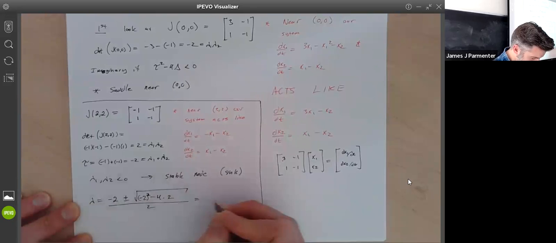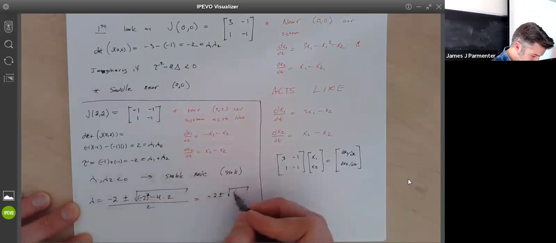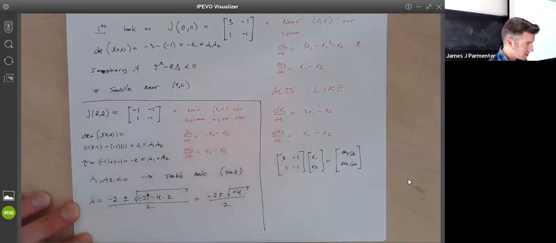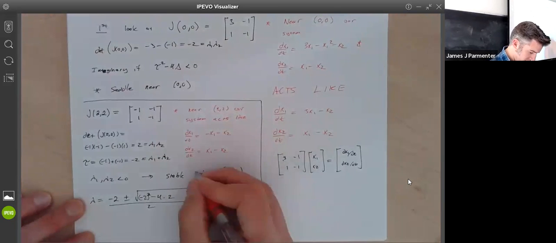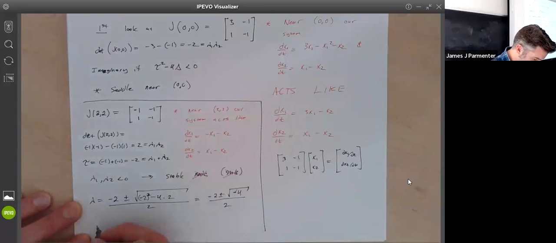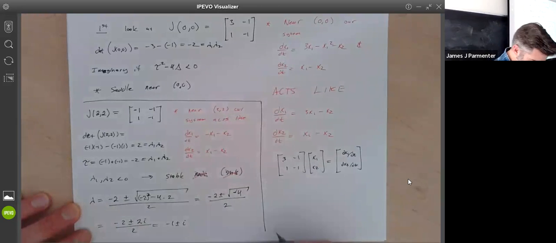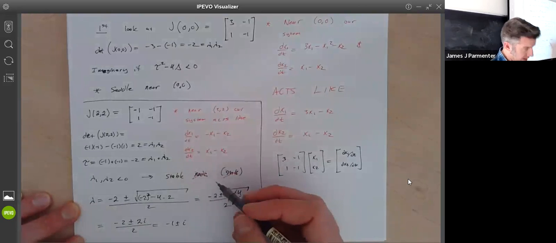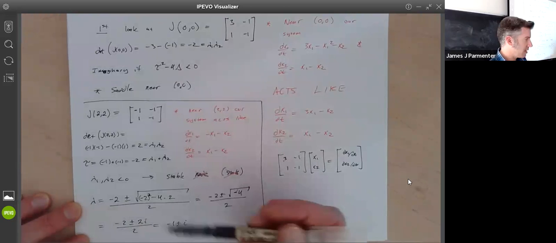Yeah, I totally lied to you. Sorry. -2 plus or minus the square root of 4 minus 8, which is -4. So I don't actually have a stable node. We have a stable spiral, because our eigenvalues are -2 plus or minus 2i over 2, or -1 plus or minus i. So it is possible to have imaginary eigenvalues that add up to a negative and multiply to a positive.